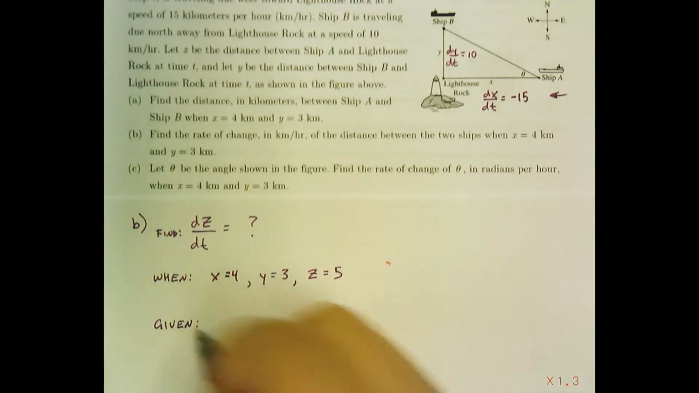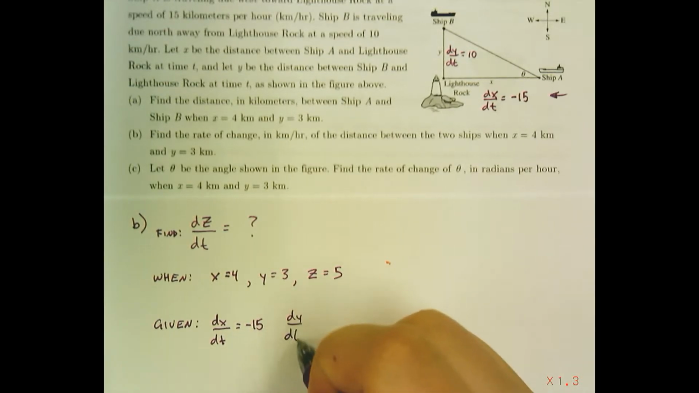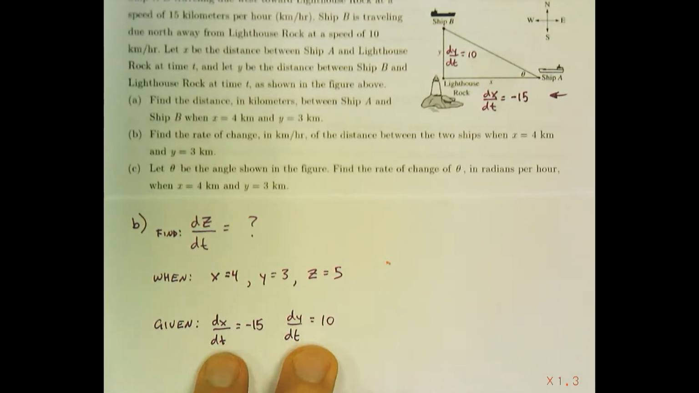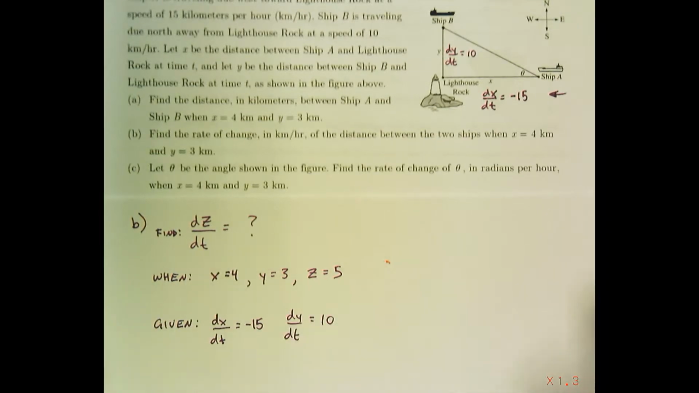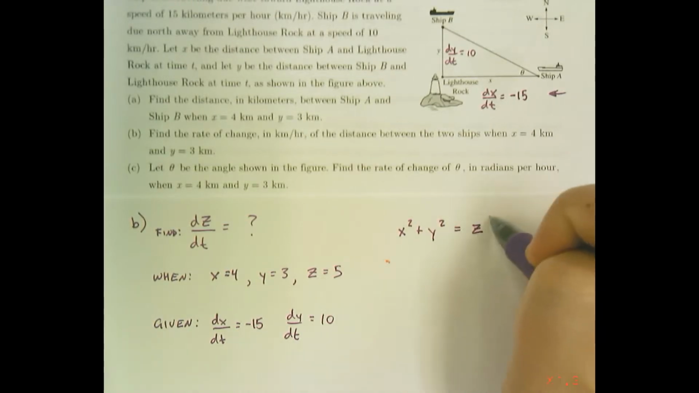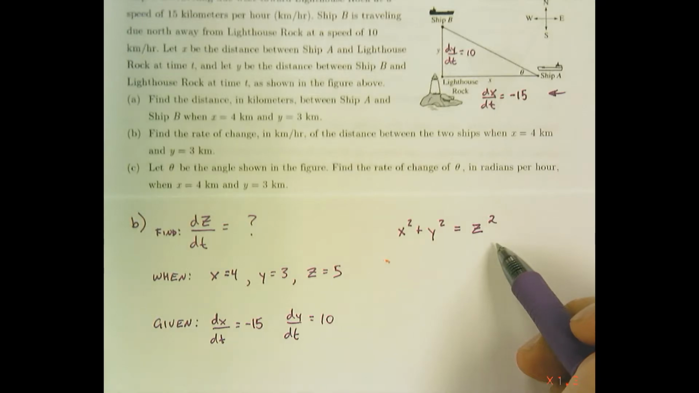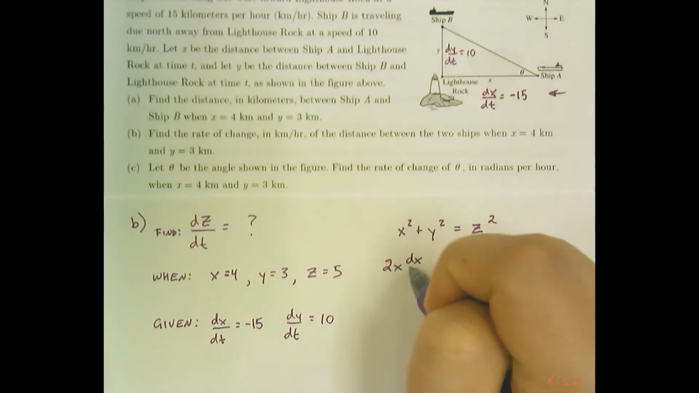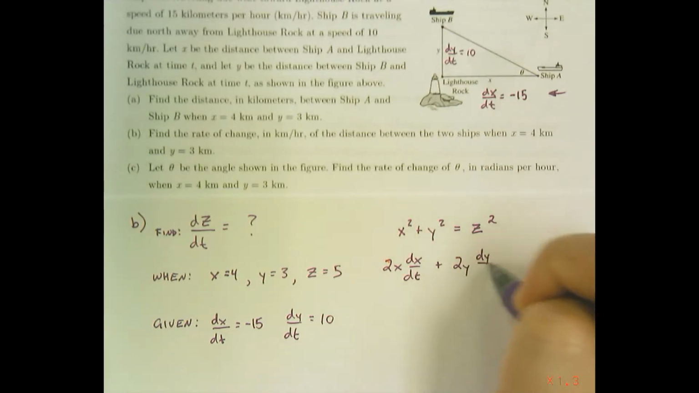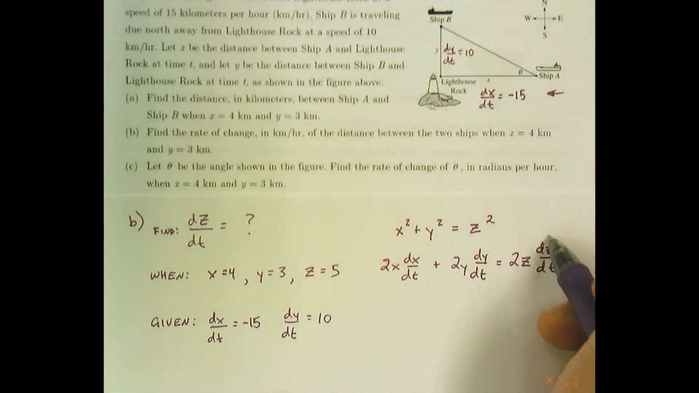And the rates that we are given is we're given that dx dt is negative 15 and dy dt is 10. So in this case we have 2 rates we're given, and we're being asked to find the third rate. So we need an equation that relates the variables x, y, and z, and fortunately for us we've already found that equation, x squared plus y squared equals z squared. That wonderful Pythagorean theorem. When we differentiate this expression with respect to time, we get 2x dx dt plus 2y dy dt equals 2z dz dt. And our goal is to find the value of dz dt.